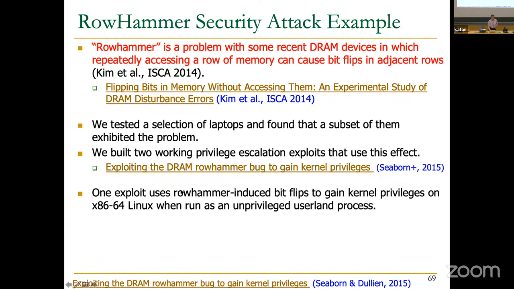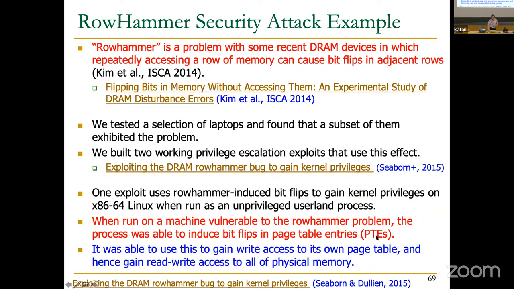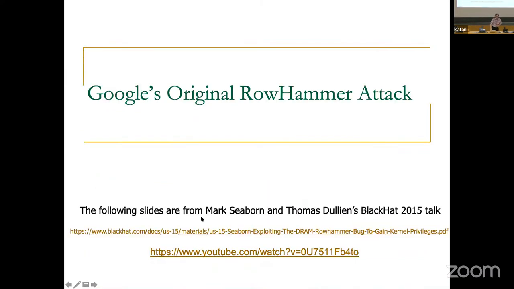Essentially, these are all their own words. They use RowHammer-induced bit flips to gain kernel privileges on x86-64 Linux when run as an unprivileged user land process. So they were able to induce bit flips in page table entries, and they were able to gain write access to the own page table of the user level process. And if you gain write access to your own page table, you can change anything you want, right? So that's the idea over here. So let's take a look at how they did it, actually, because now you have, I think, the background to understand this, at least at some level.